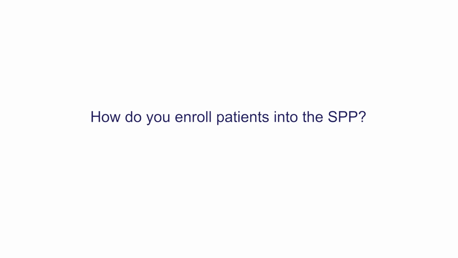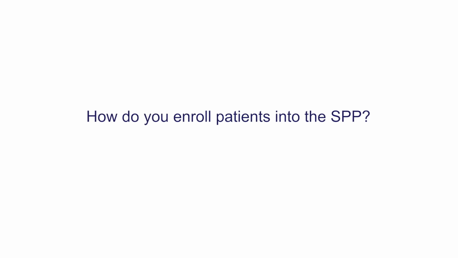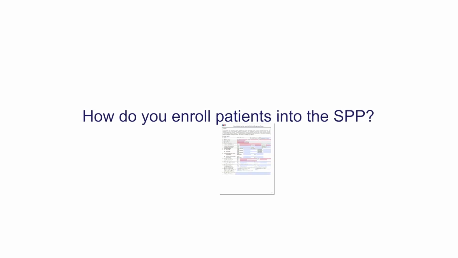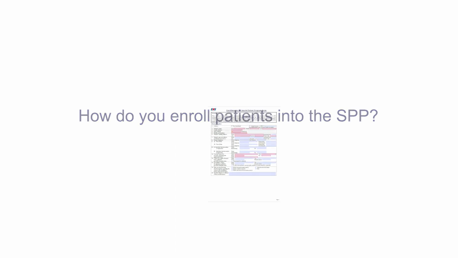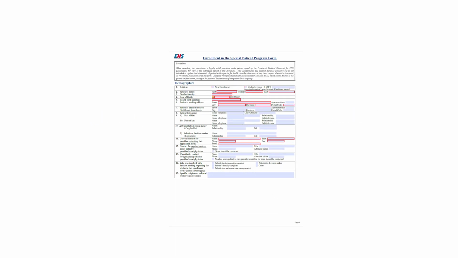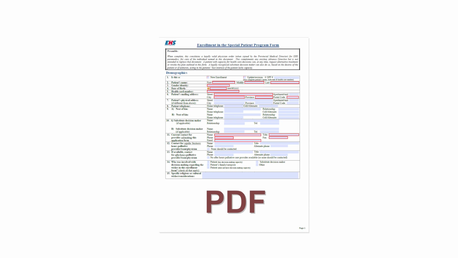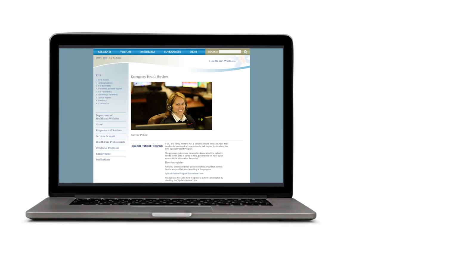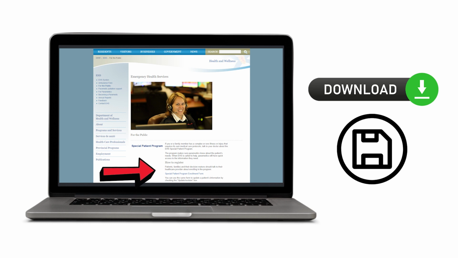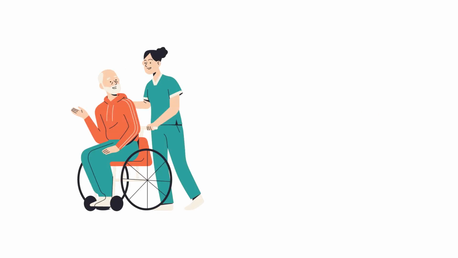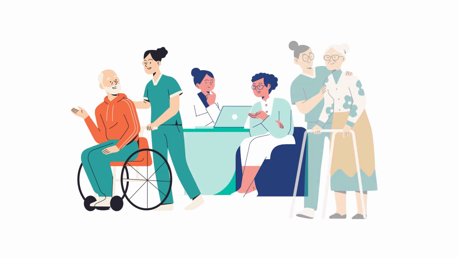Any healthcare provider tasked with the person's usual care may enroll a patient into the EHS Special Patient Program by completing and submitting the enrollment form. The form is a fillable PDF and is available on this website page. First, download and save the form to your local computer. Please complete the form in discussion with your patient, their family, and/or caregiver.